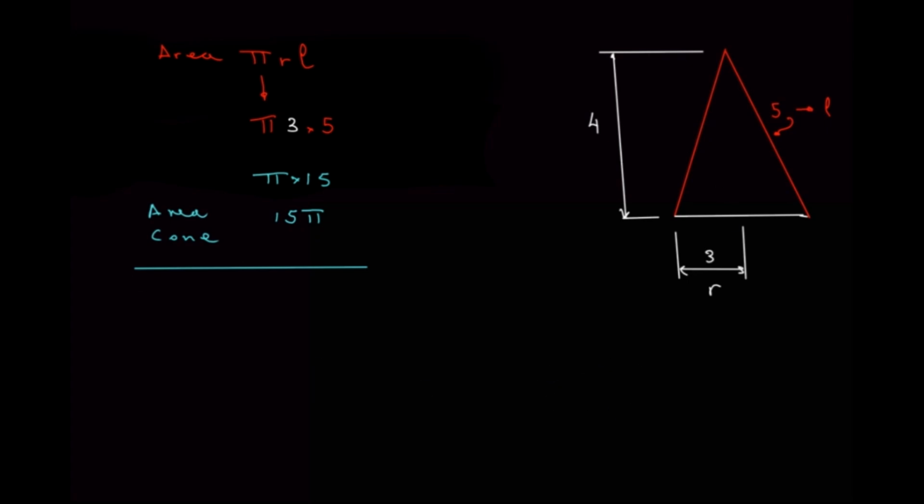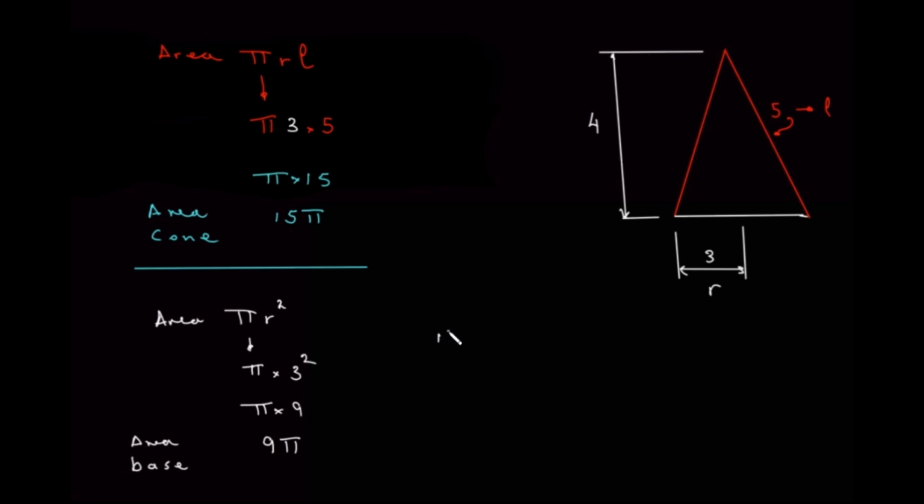What about the circle part? Well, the area for the circle is pi r squared. Okay, pi is pi times r, and r we know is 3 squared. So that gives me pi times 9, which is normally written 9 pi. Normally put the number first. So the area of the base of the cone is that.